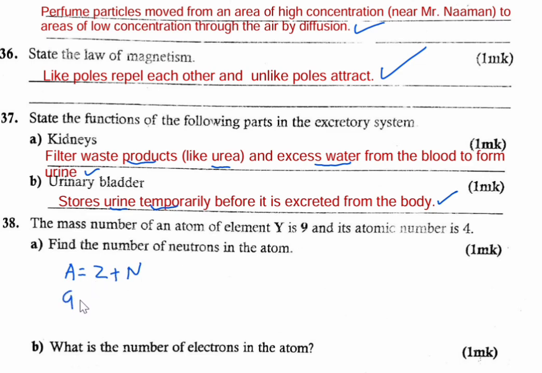So 9 is equal to Z, the atomic number, we are given here it is 4, so I'm going to put 4, plus N is the unknown, which the question is asking, find the number of neutrons in the atom. I'm going to do very simple mathematics. I'm going to collect like terms together. So you can see I have positive 4 and positive 9. So the 4 goes to the left, then it becomes a minus. So N, the number of neutrons, will be 9 minus 4. And then I subtract 9 minus 4. I get that this element has 5 neutrons, and therefore you get 1 mark.